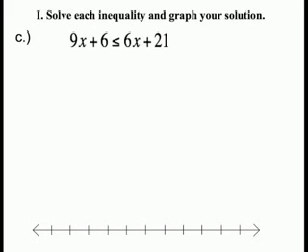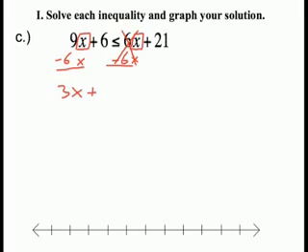Now we have to solve 9x plus 6 is less than or equal to 6x plus 21. Now in this case, we notice there's x's on both sides of the inequality, so we have to move them both to one side. So in this case, we'll move the x's to the left side. So we'll subtract 6x so we can eliminate a positive 6x on the right side. On the left side, 9x minus 6x is 3x, plus 6 is less than or equal to 21.